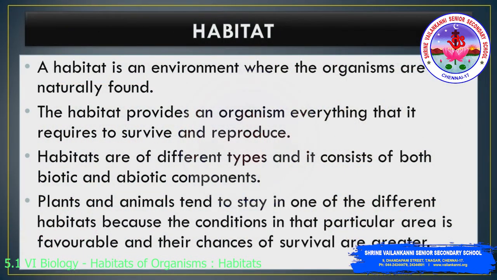A habitat is an environment where the organisms are naturally found. The habitat provides an organism everything that it requires to survive and reproduce. Habitats are of different types and consist of both the biotic and the abiotic components. Plants and animals tend to stay in one of the different habitats because the conditions in that particular habitat are favorable and the chances of survival are greater.